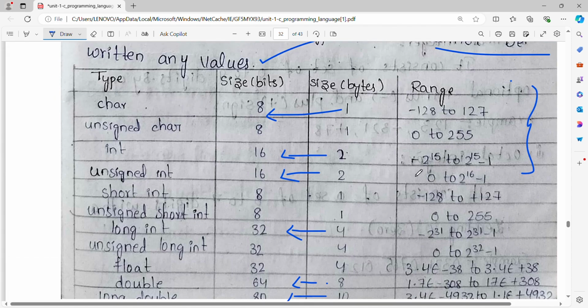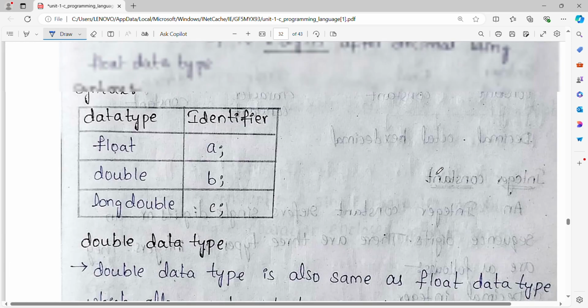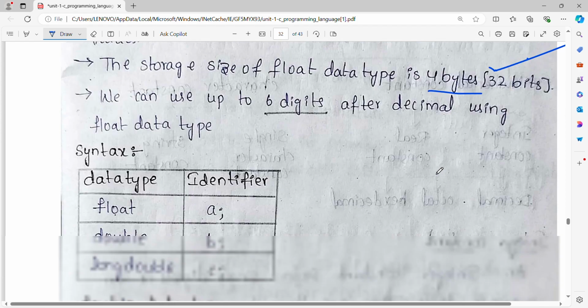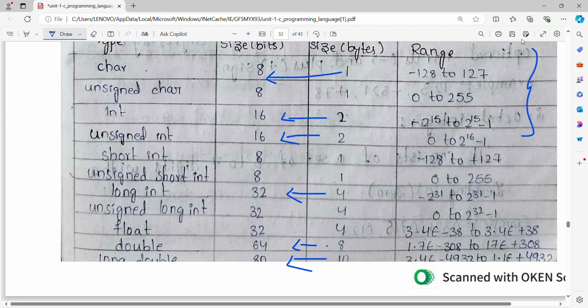How to convert into range, I will make a new video with a clear explanation. So this is the concept of data types. Clear? And the next topic is operators.